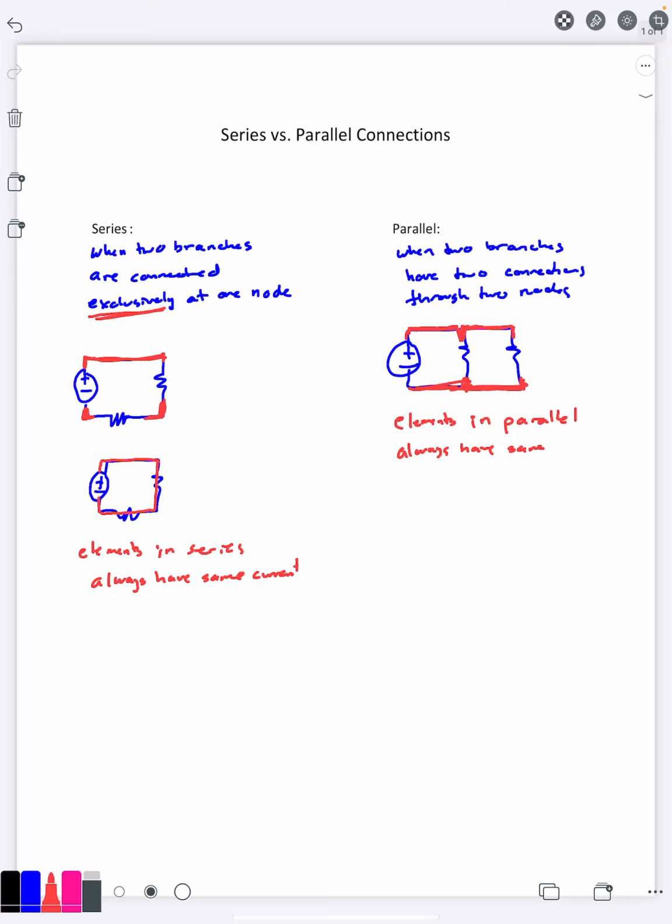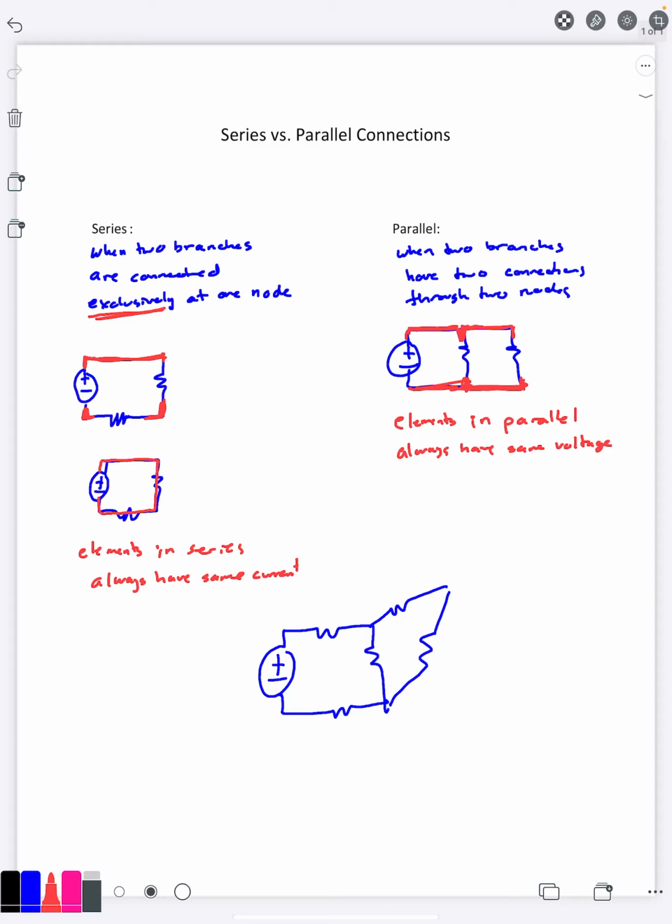So whether things are in series or parallel, that's going to be a very useful piece of information when trying to solve a circuit. I do want to point out that sometimes you have things that are in neither. So let's do something like this here.